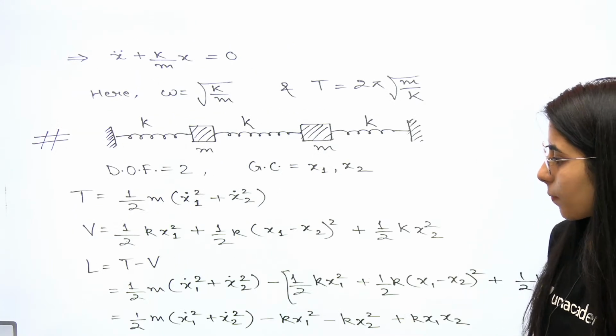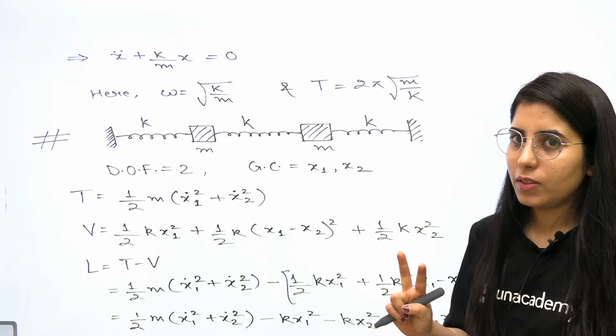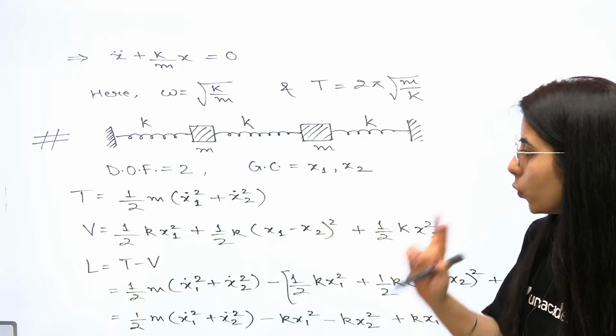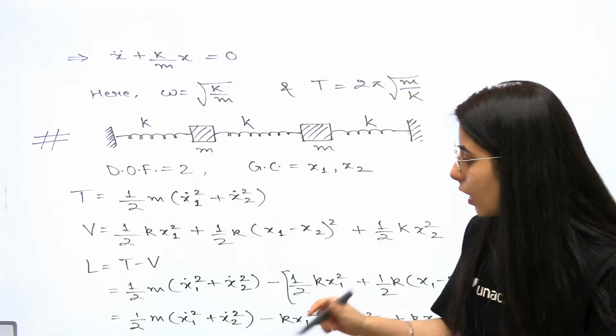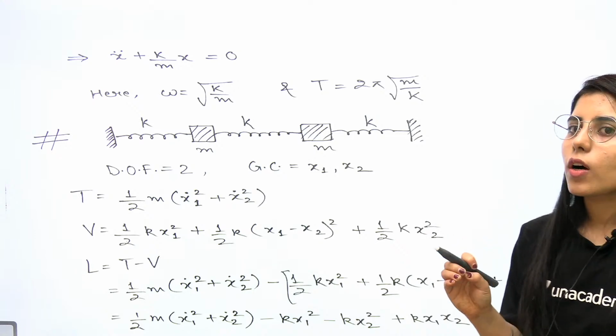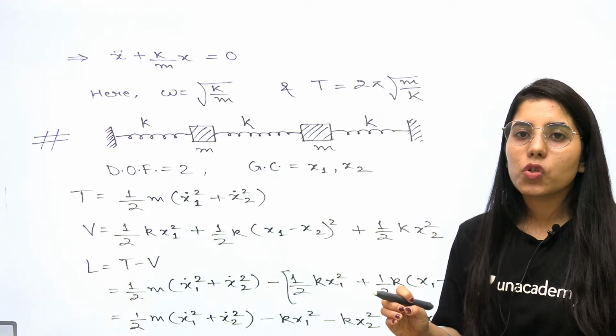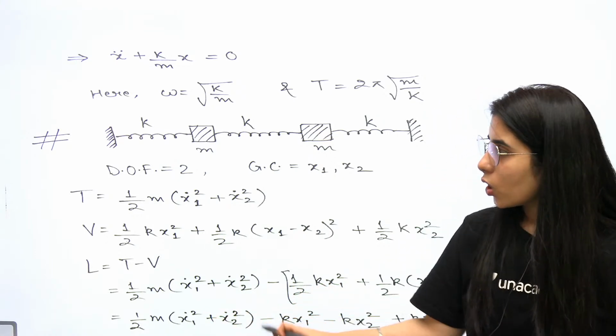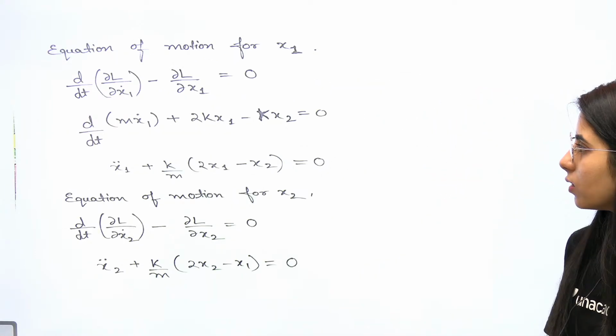Also guys, one more thing. Now you have two variables, two degrees of freedom, and two terms present which are going to vary, x1 and x2. So overall, for the equation of motion, you will write it for x1 as well as for x2. For both you will consider it.